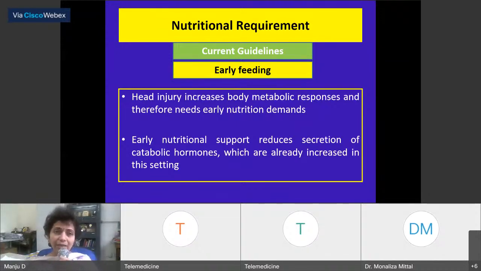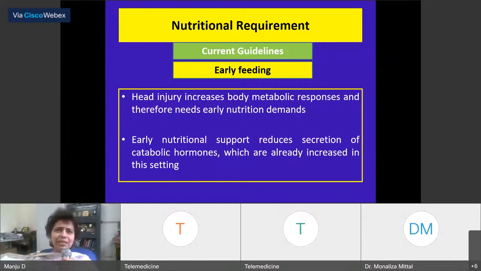Then we forget to start them with Ryle's tube feed. Even though Ryle's tube feed is to be started, sometimes the insertion of the Ryle's tube gets delayed, and then the initiation of the feed gets delayed. Suppose today we have even started the Ryle's tube feed.